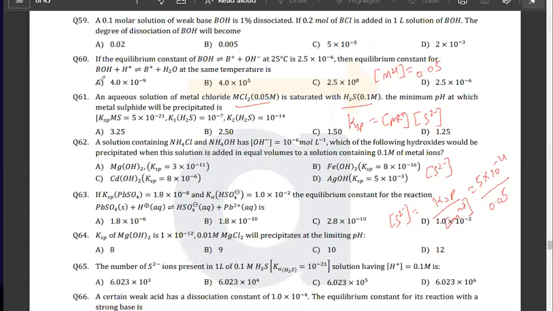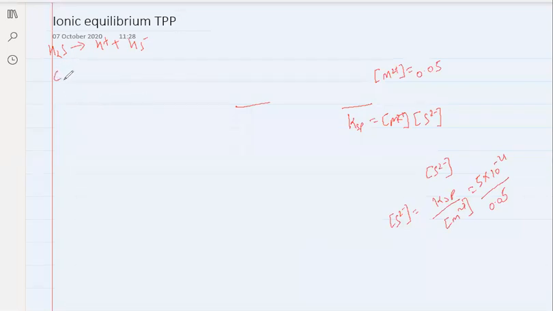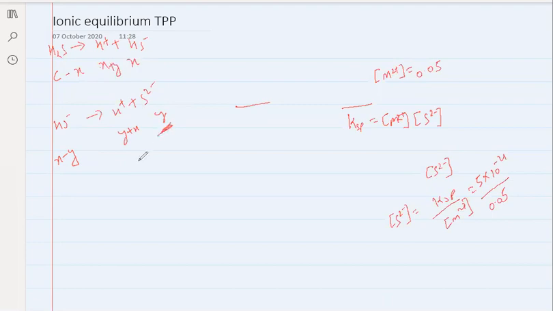Now we will go back to this. H2S will give H plus plus HS minus, so it is C minus X, X, X. And then HS minus will give H plus plus S2 minus, so X minus Y, Y, Y, but the H plus will be X plus Y actually. Y we calculated. So can we calculate X? Then concentration of H plus will be X plus Y. Got it, guys? A difficult problem?